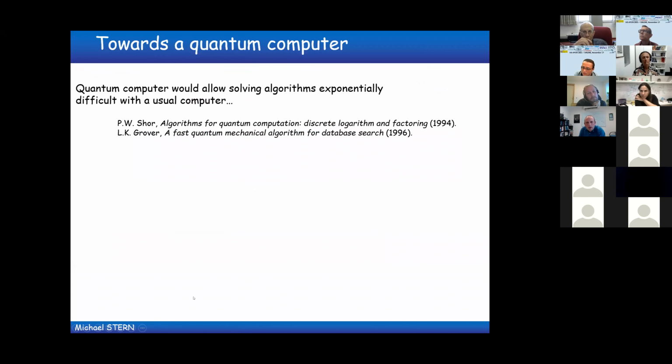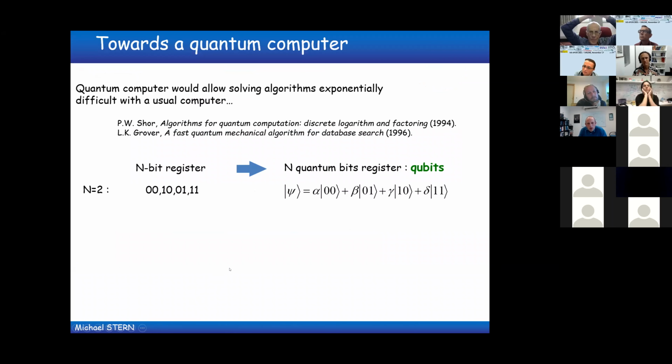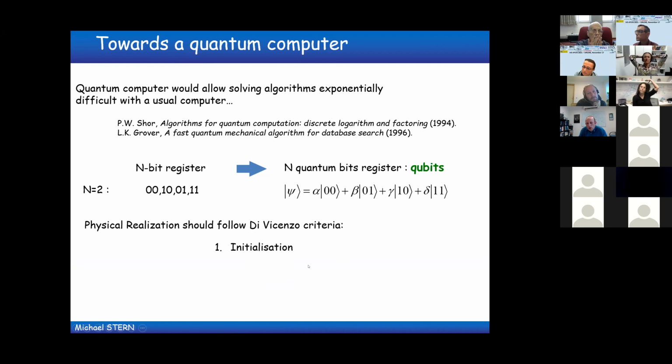Typically, when you want to build a quantum computer, you want to build a qubit register. And in order to build your quantum computer, you need a qubit with several properties, the so-called DiVincenzo criteria. You need to be able to initialize your calculation, to start from 0. You need to be able to manipulate your qubit, the single-qubit gate that Andrea has shown you. You need to be able to read out the qubit.